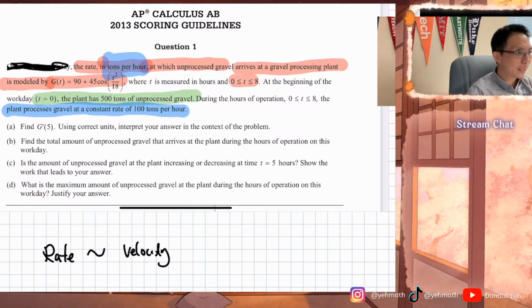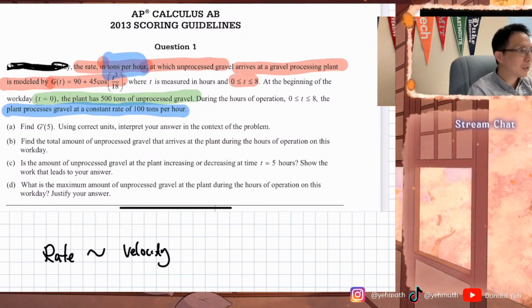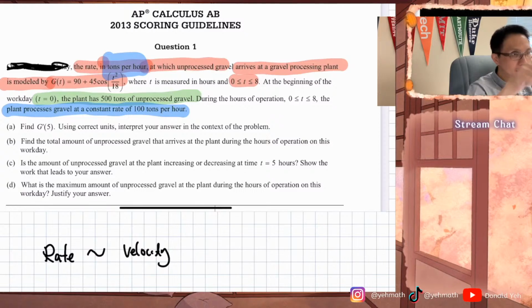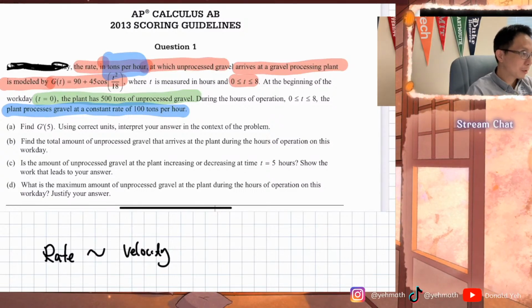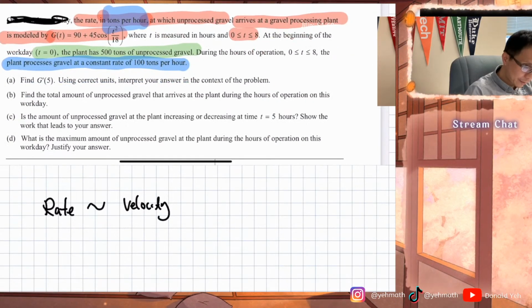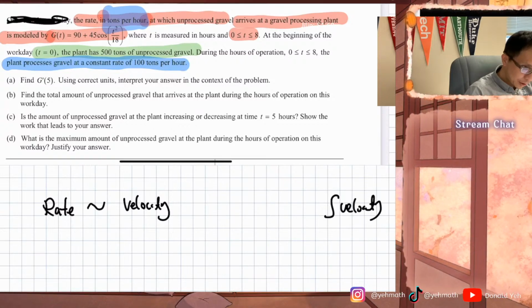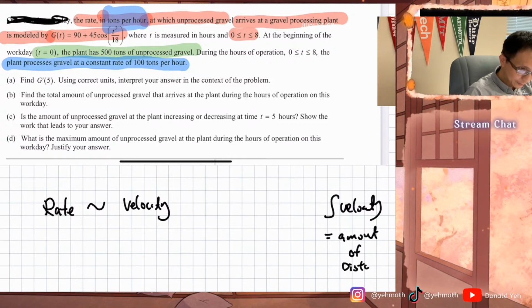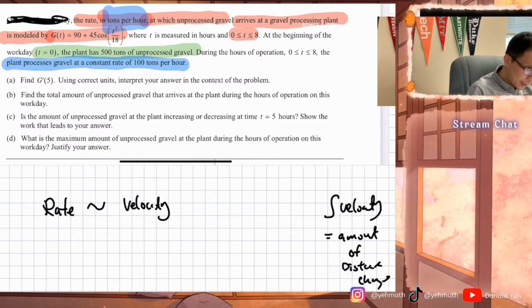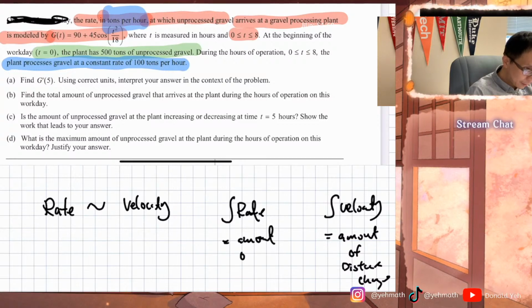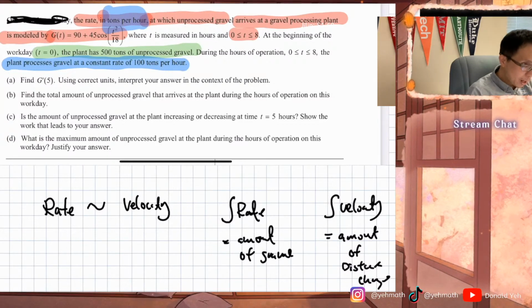If you're driving 50 miles per hour, and if you drive for 5 hours, that means you integrate 50 between 0 to 5. You're going to get 50t, and you're going to plug in 5, subtract 0, which is 250 miles. So if you integrate the velocity, you get the amount of the distance change. But if you integrate the rate in this situation, what do you get? Amount of gravel. Thank you. Amount of gravel that goes into the process plant.